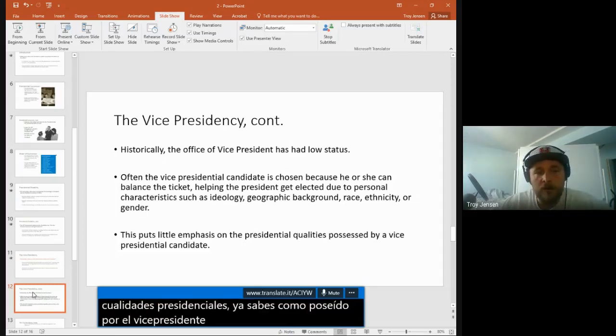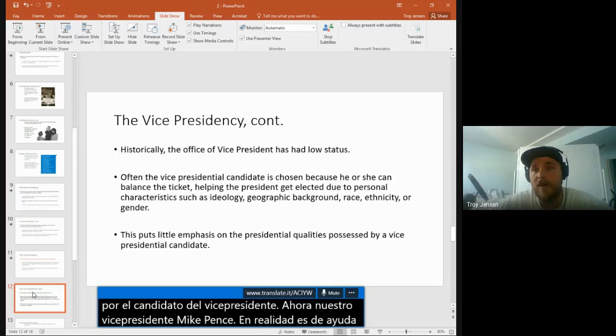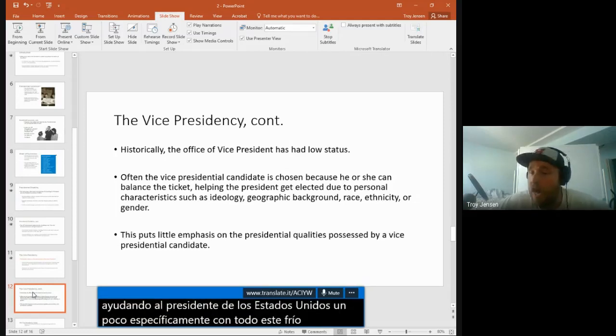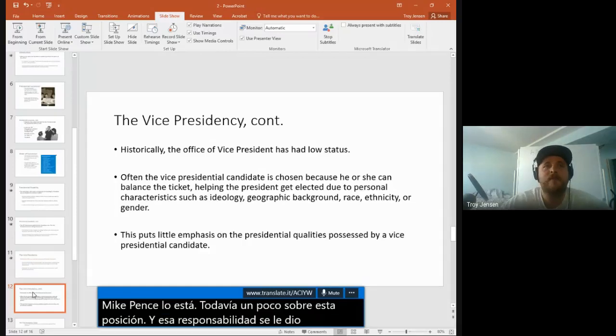Now, currently, our Vice President Mike Pence is actually helping the President of the United States quite a bit, specifically with this whole COVID-19. He's actually over the entire process of what's happening. Okay, the president is still coming out during press conferences, but Mike Pence is still over this position. And that responsibility was given to him by the President of the United States. Okay.